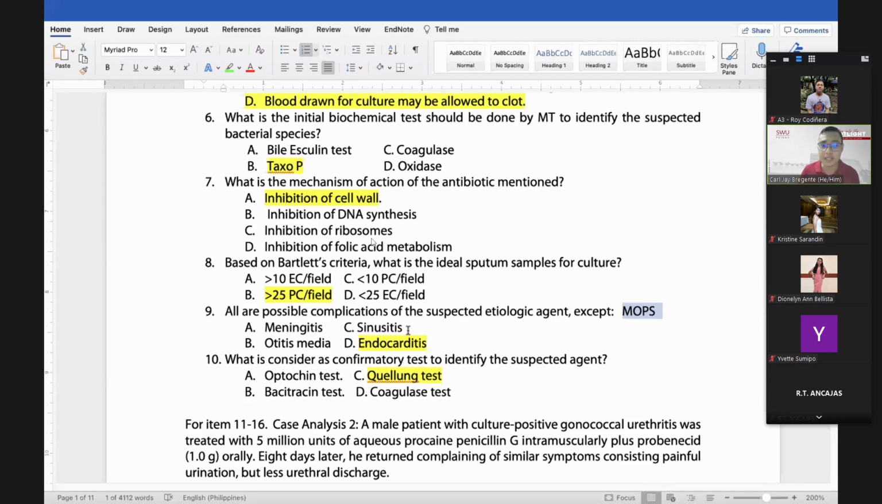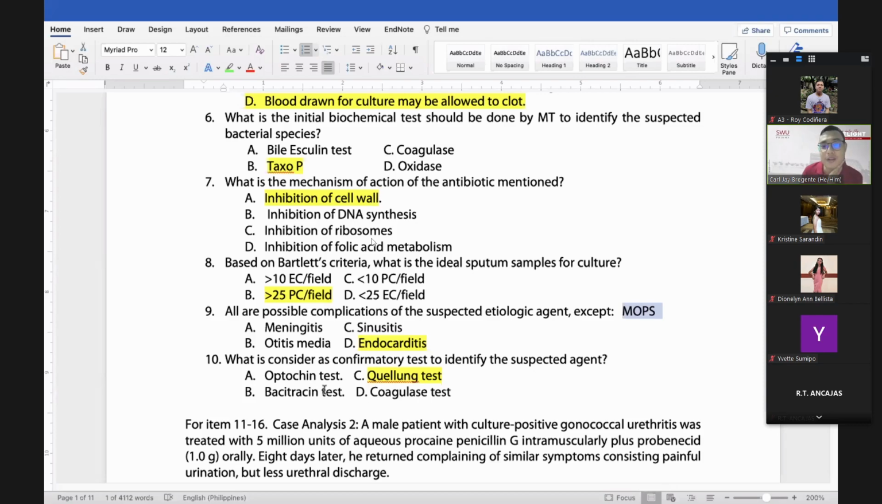Number 10, what is considered as confirmatory test to identify the suspected agent? So you have your optochin test, bacitracin test, Quellung test, and coagulase test. So optochin test and bacitracin test, class, are just initial testing. Okay? But in some laboratories, pag optochin sensitive na siya, mag-stop na sila. But there are still confirmatory tests that will really give you a presumptive diagnosis na it's really Streptococcus pneumoniae.